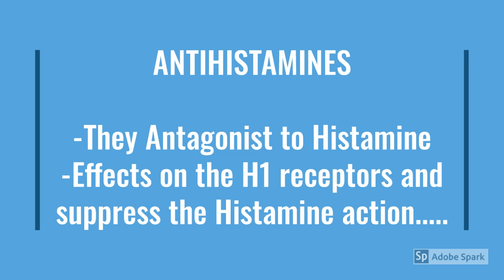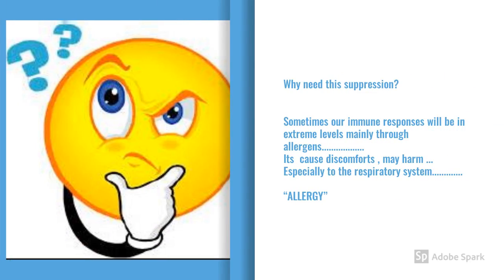Now, let us see what is antihistamine. They are antagonists to histamine. What is an antagonist? It is a substance or drug that acts against and blocks an action. This antagonist to histamine mainly acts on H1 receptors and suppresses the histamine action.